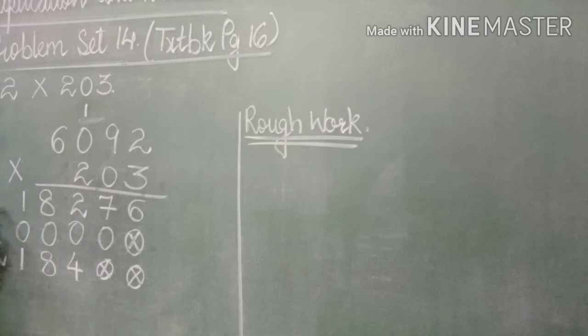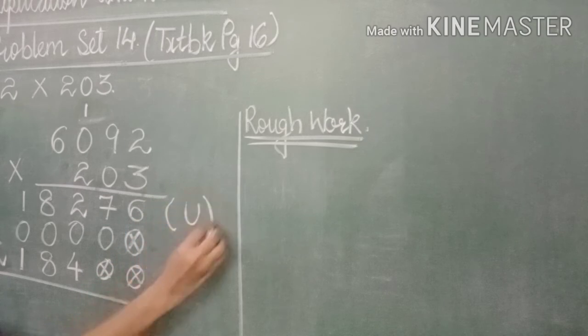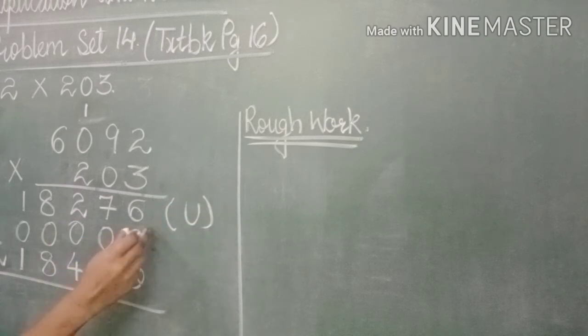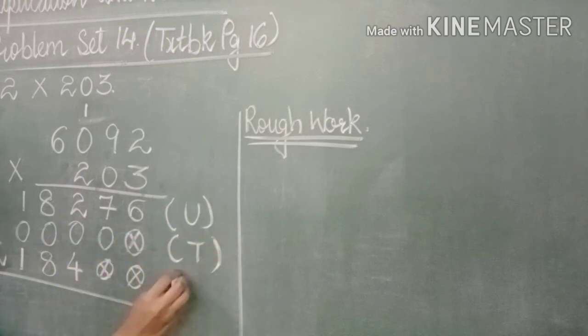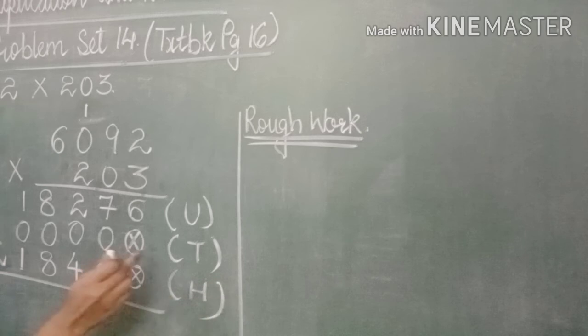So this is for units, 18,276. This 0 is for tens and this is for hundreds. If you want, I will write it over here U, which is of units. This is for tens and this is for hundreds. In tens there is only 1 0, in hundreds 2 zeros. Now let's start adding.